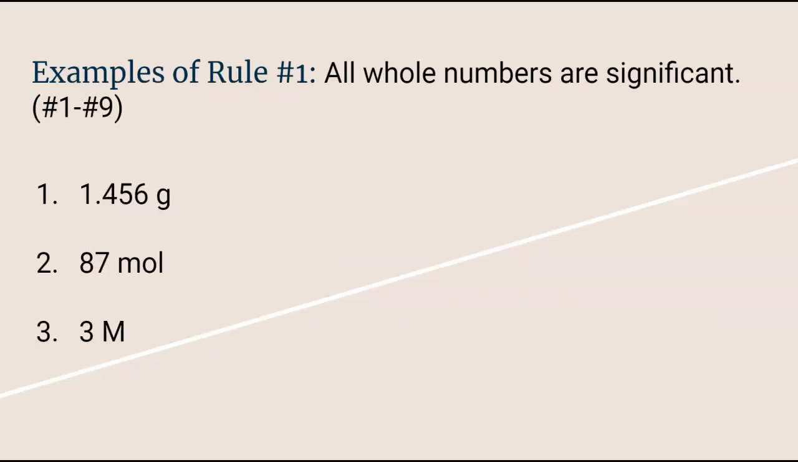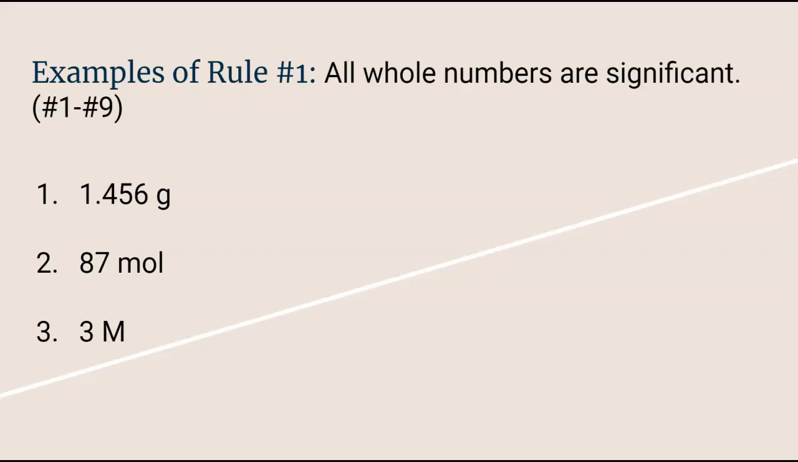So let's give us a couple of examples. All right, so all numbers that are whole numbers are significant. So in example number 4, 1.456, these are all whole numbers. I would say I have 4 significant figures, and that means when I use this number in my calculation, I need to make certain that my answer also has 4 significant figures.